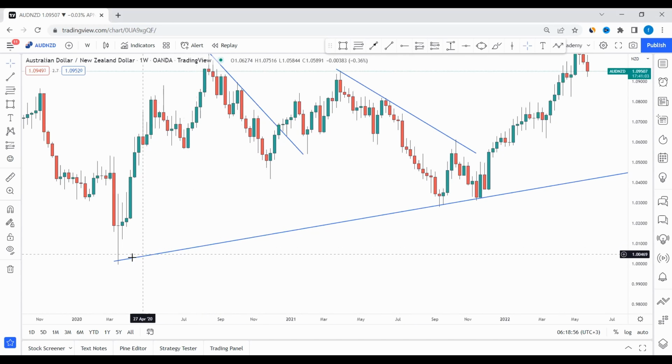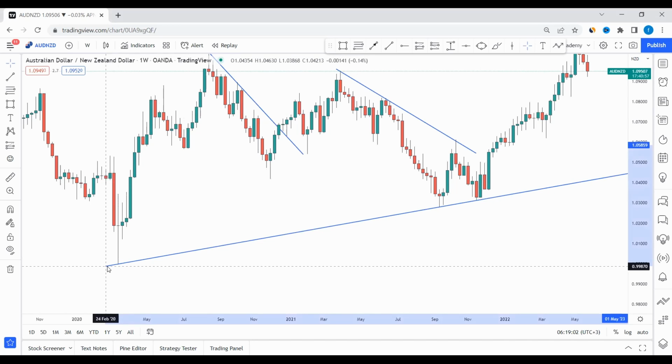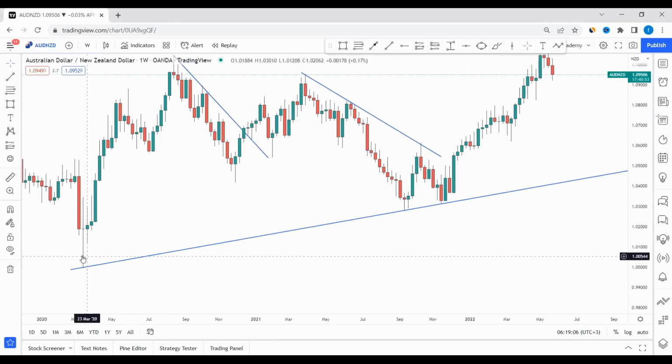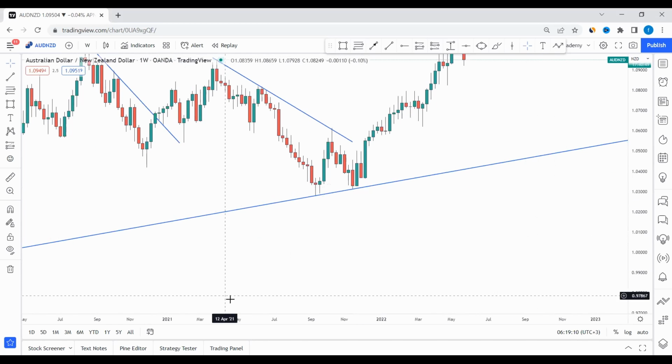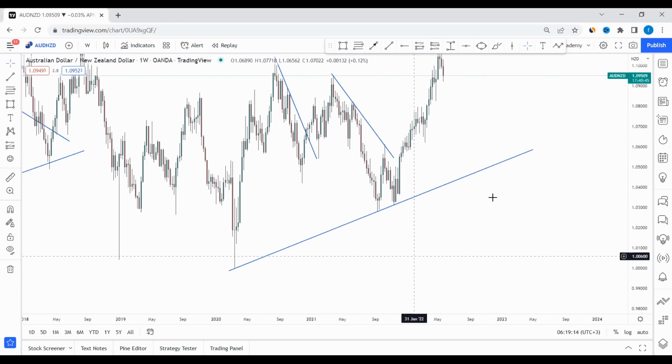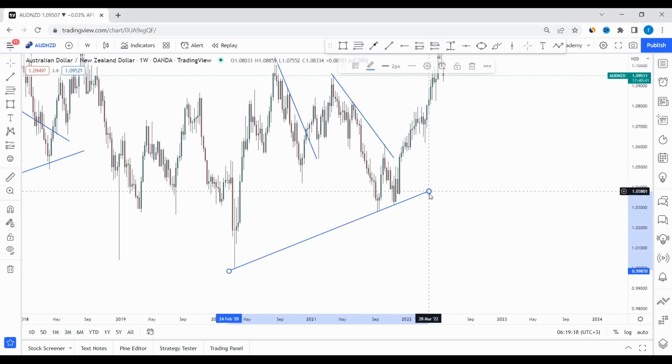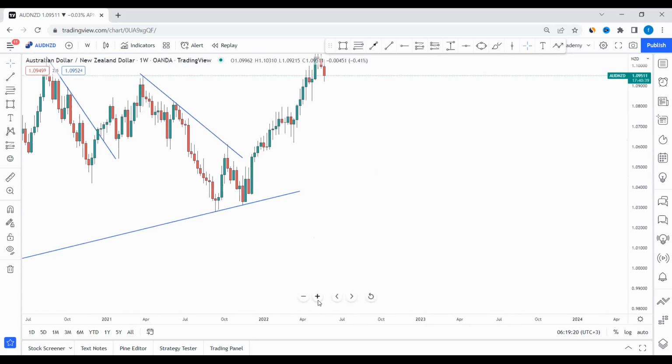Let's adjust it. Remember, we said we first zoomed out, then we are zooming in just to adjust our candles, right? Now, this is our first turning point here, and then this is our second turning point. Now here, let me just first zoom out to adjust this. Now here, most people are going to, let me zoom in so that we can see properly.